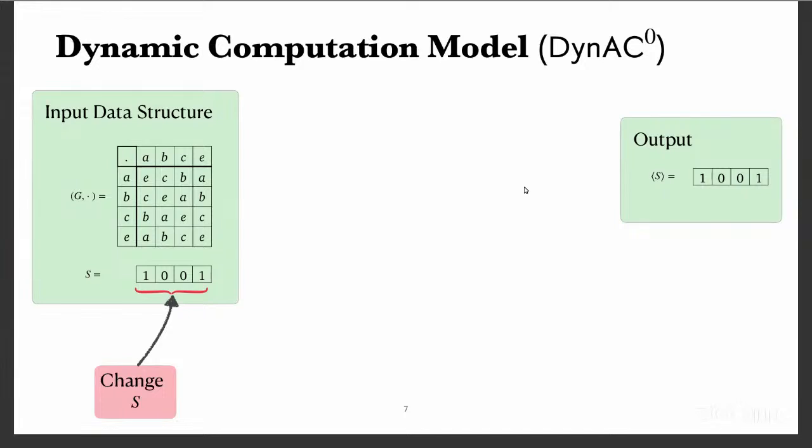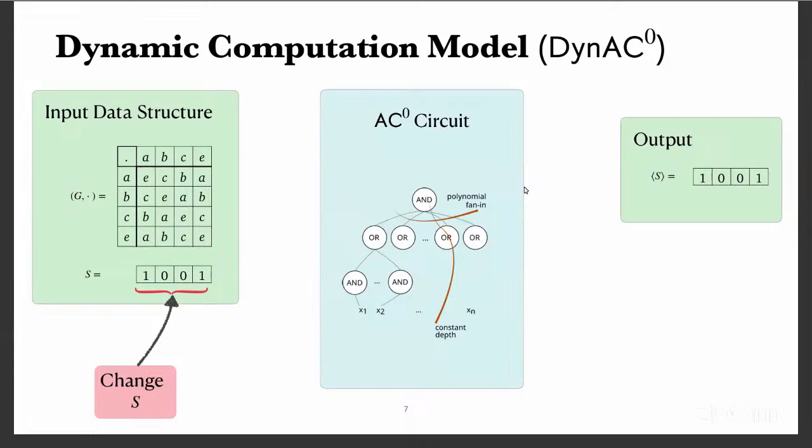The first change is a change in S, or in the input data structure. And this you have to reflect; the output will change naturally. And what we have to do is to go via an AC0 circuit. An AC0 circuit is just a constant depth circuit with unbounded fan-in ANDs and ORs.